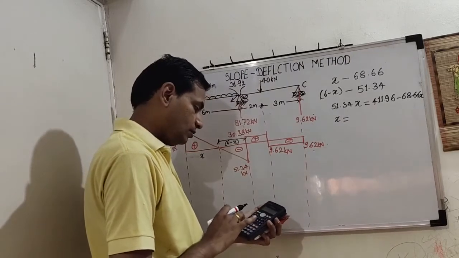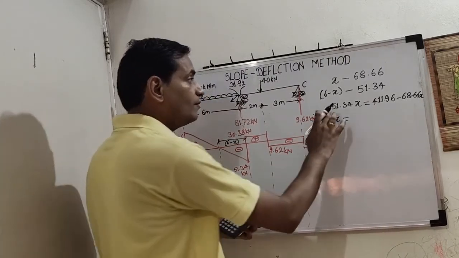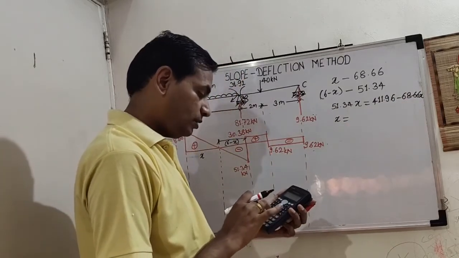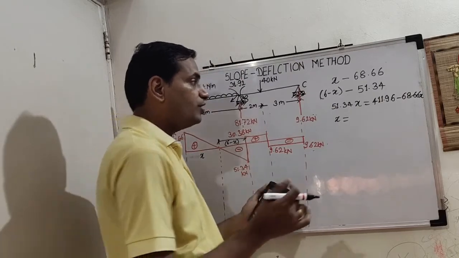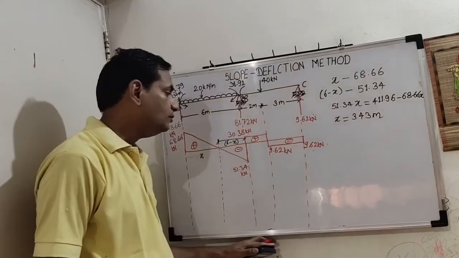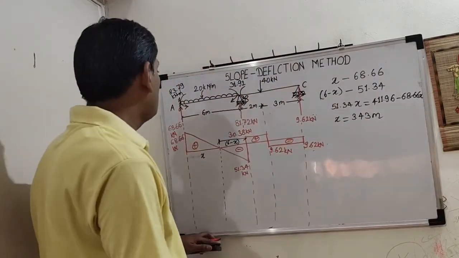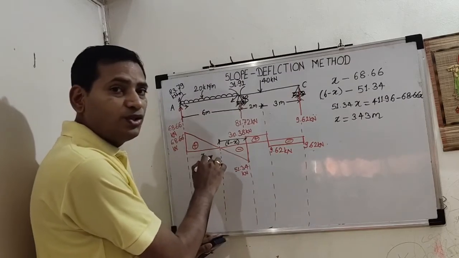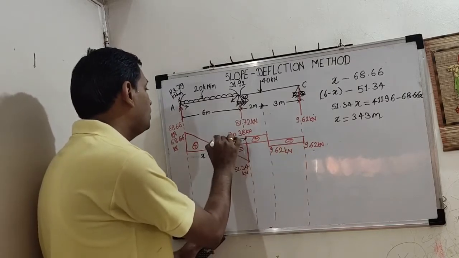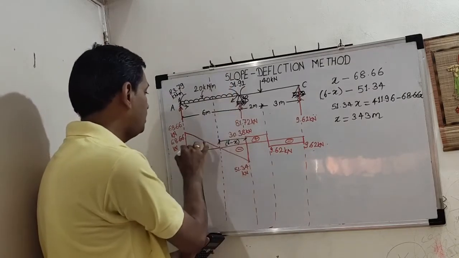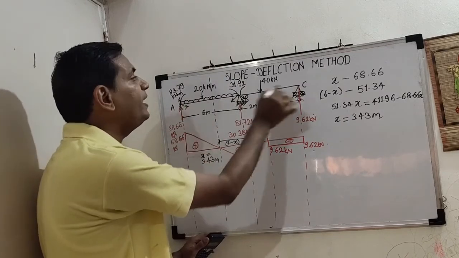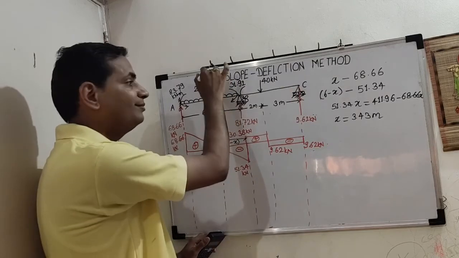So you will get x as 411.96 divided by the addition of these two, 51.34 plus 68.66, so it is 3.43 meter. 3.43 meter. So we have identified the location of zero shear force where we are going to get maximum bending moment. So now you take a section at x is equal to 3.43 meter in the loading diagram. So here is the section.